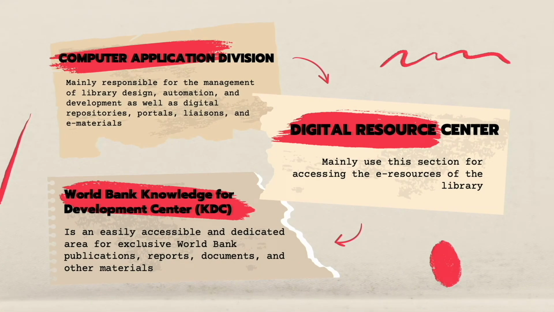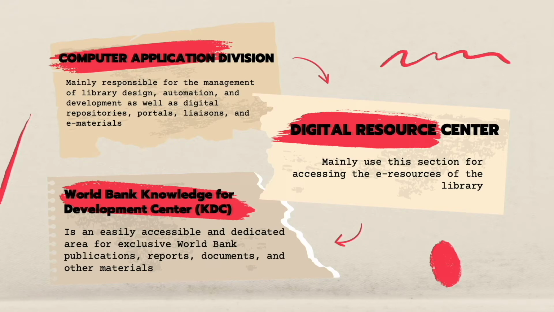The following are relatively new sections, mostly found in university libraries. We have the Computer Application Division. This section is mainly responsible for the management of the following: library website, design development, library automation networking, digital repositories, library servers, article request portal and CD library catalog, e-news, newly arrived print journals, newly arrived books, library e-newsletter, user orientation program, liaisons, and last but not the least, reference service and research support service.